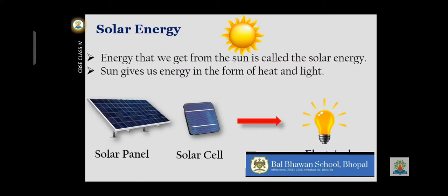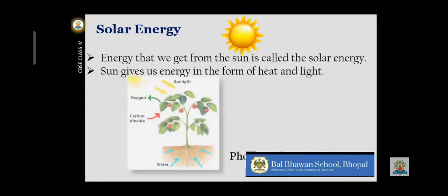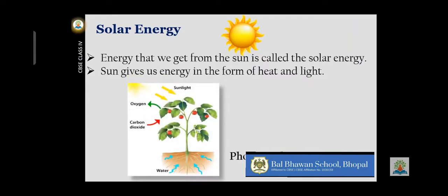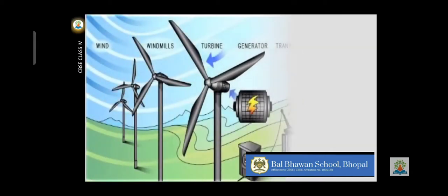Now, when we talk about solar energy, plants also use solar energy to make food with the help of their leaves. And you know by which process? Yes, photosynthesis. And food has energy stored in the chemical form.